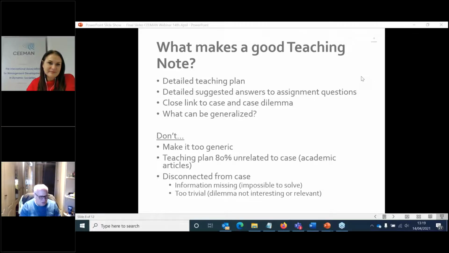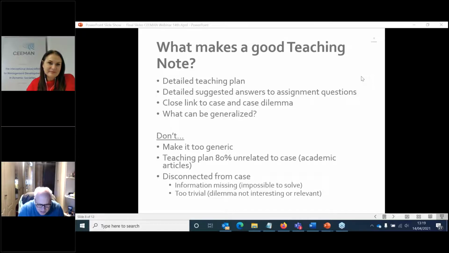What we recommend in this case is to provide 2 different teaching plans. The one you intend to do with the academic articles, and then a second teaching plan, which is based on the case alone. Nothing but the case. How would you teach it? And as I said, I have a few submissions like that.